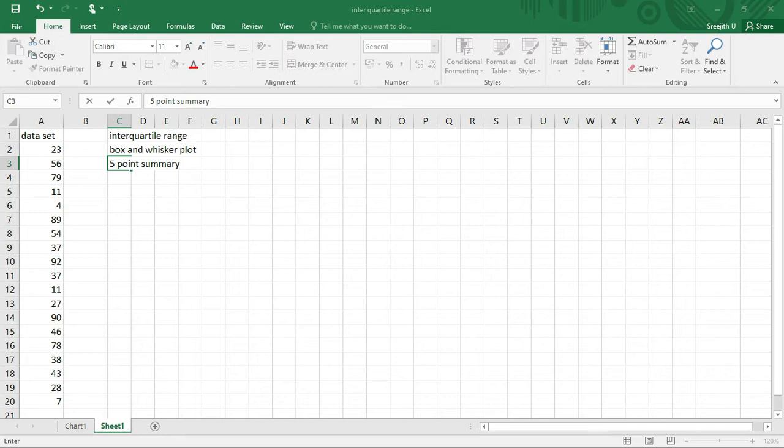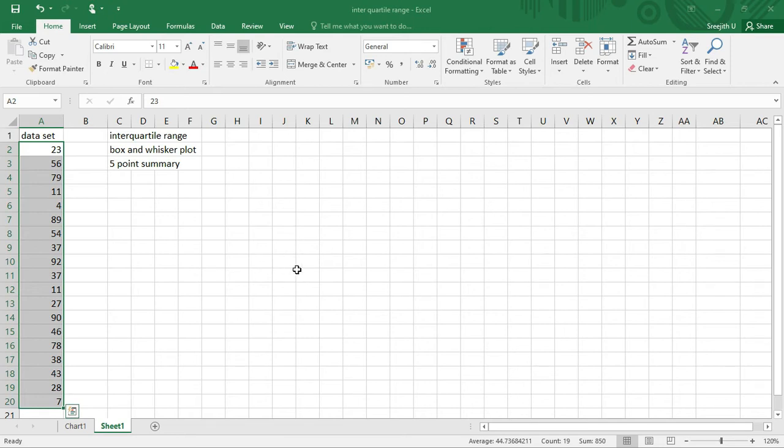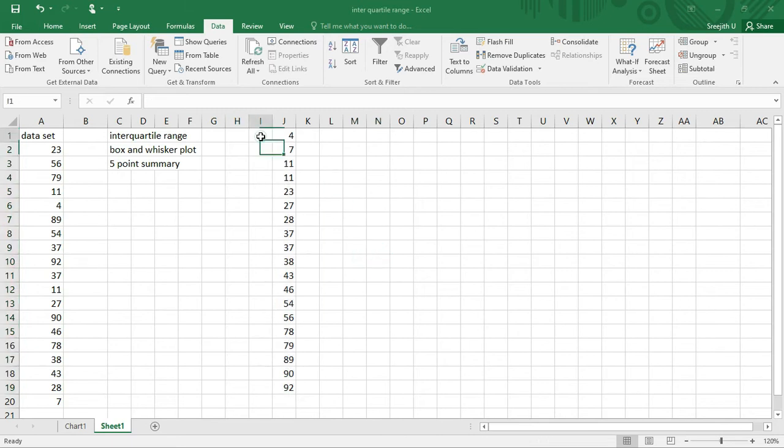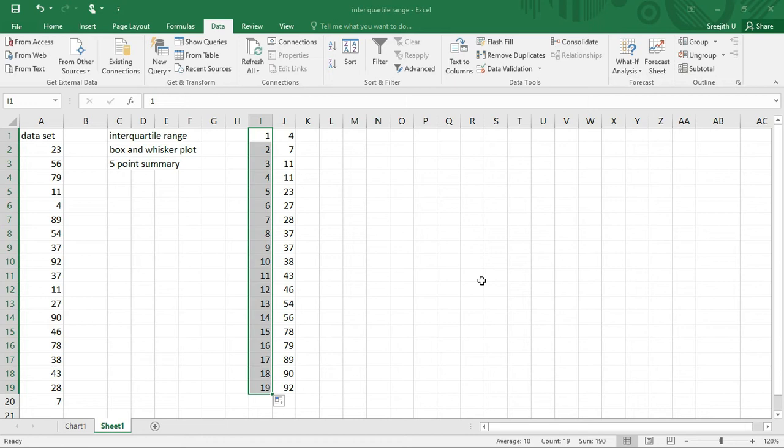So we have the data set next to us right here. As always, the first thing that we do is try to arrange it in ascending order. Okay, let's number them. There are 19 numbers in our data set.